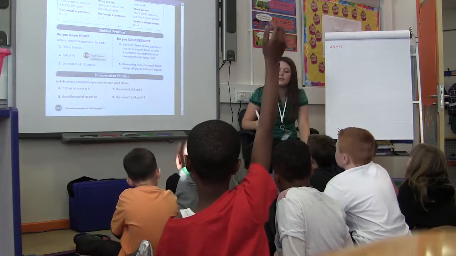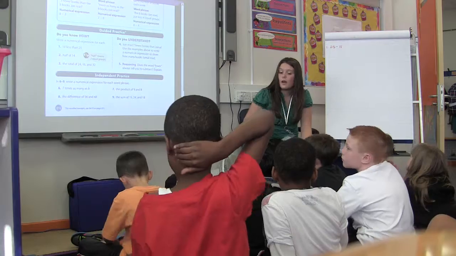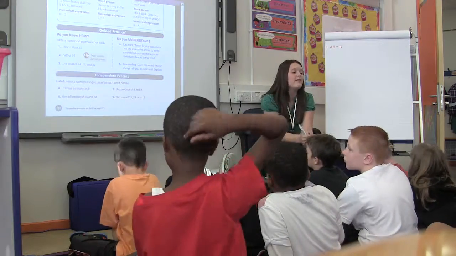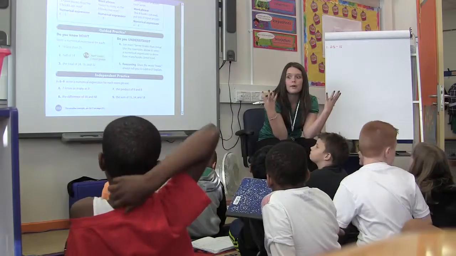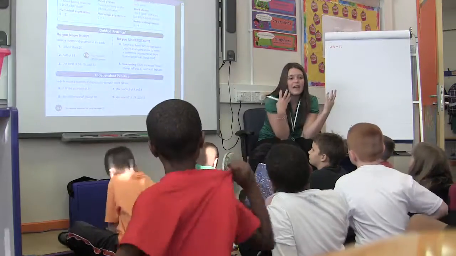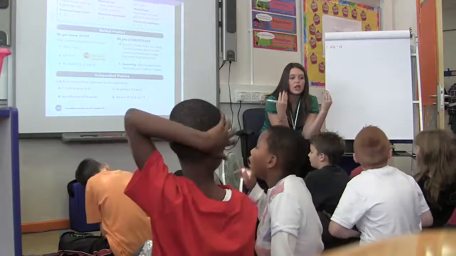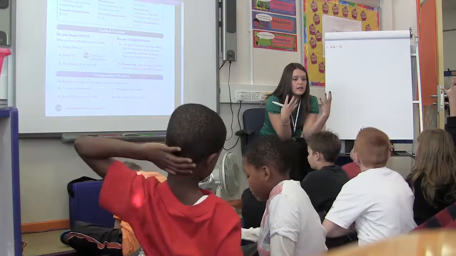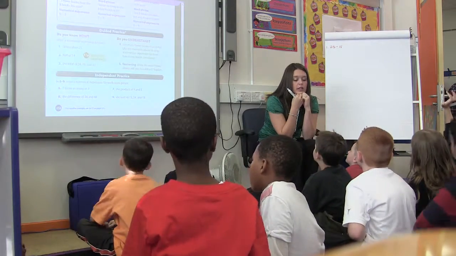Okay, Jonah, what are you confused about? Okay, 18 less than 25. So that means we have 25 apples. Yes. We need 18 less. So what is our numerical expression going to look like? 25 minus 18. Good, Josh.